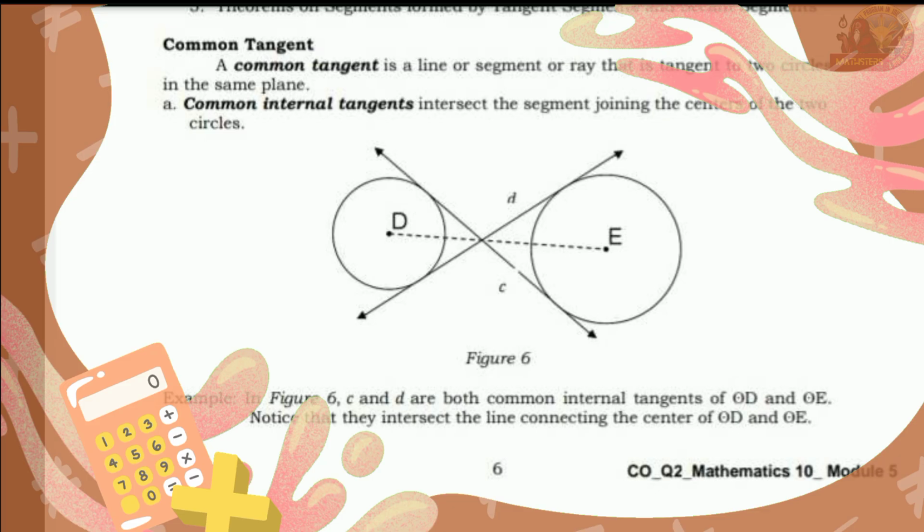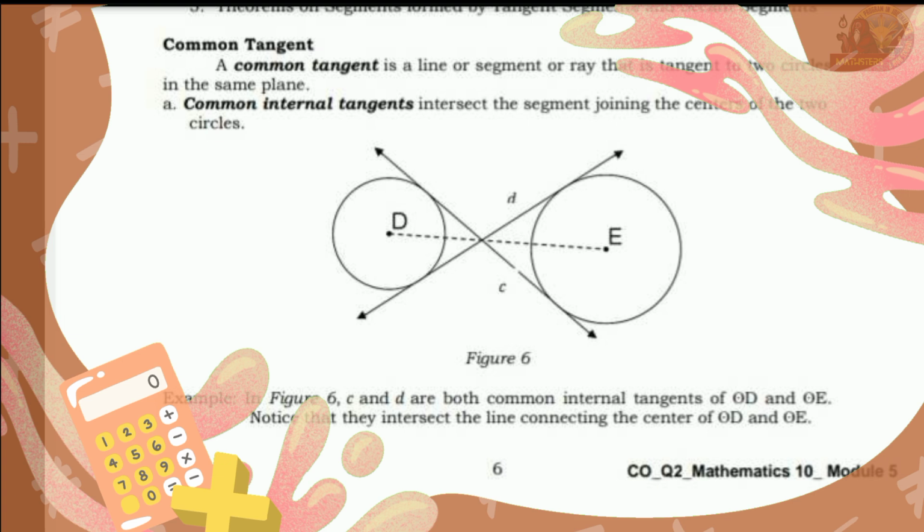At this juncture, let us prove the theorems that we used in the previous module. Let us start with the following concepts. A common tangent is a line or segment or ray that is tangent to two circles in the same plane. Common internal tangents intersect the segment joining the centers of the two circles. Example, in figure 6, C and D are both common internal tangents of circle D and circle E. Notice that they intersect the line connecting the centers of circle D and circle E.